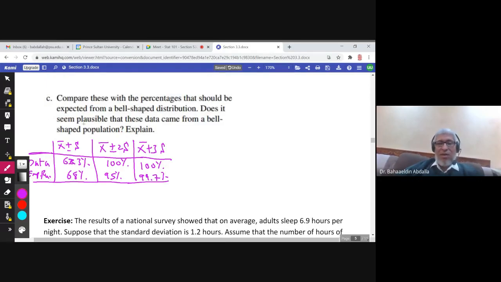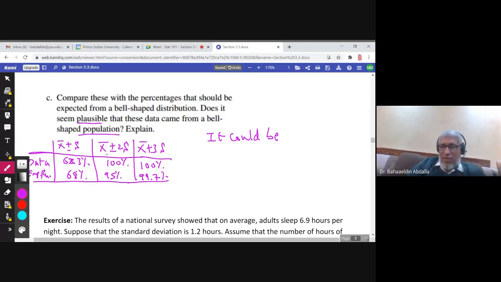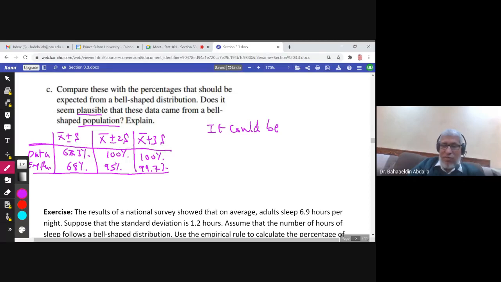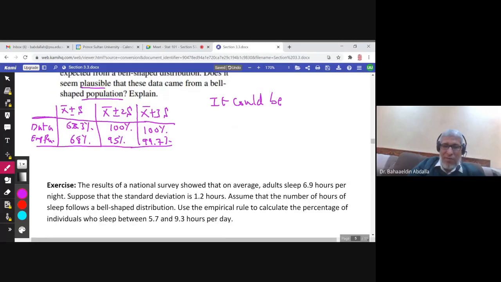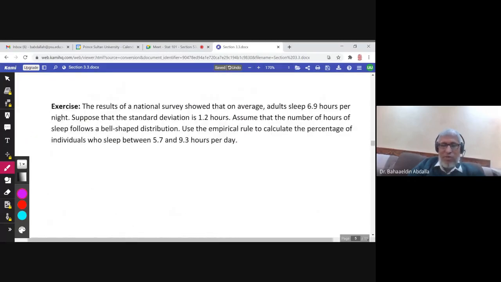Does it seem plausible, possible that this data came from a bell-shaped population? Well, it's okay. You can say, yeah, it could be. Because this is a sample, you know. This is a sample, not the population. He says from the population. It's possible, and it's not possible also because the numbers are different. So we can say it's okay. It could be taken from the population, which is bell-shaped.